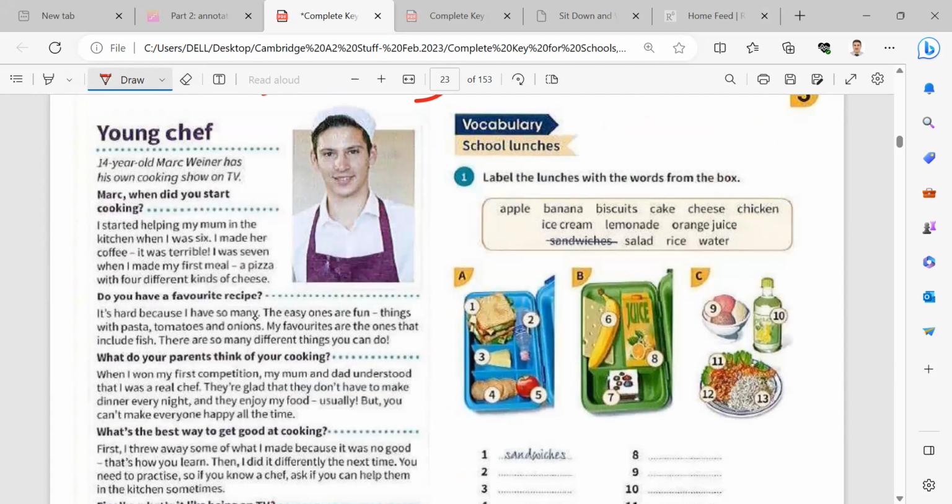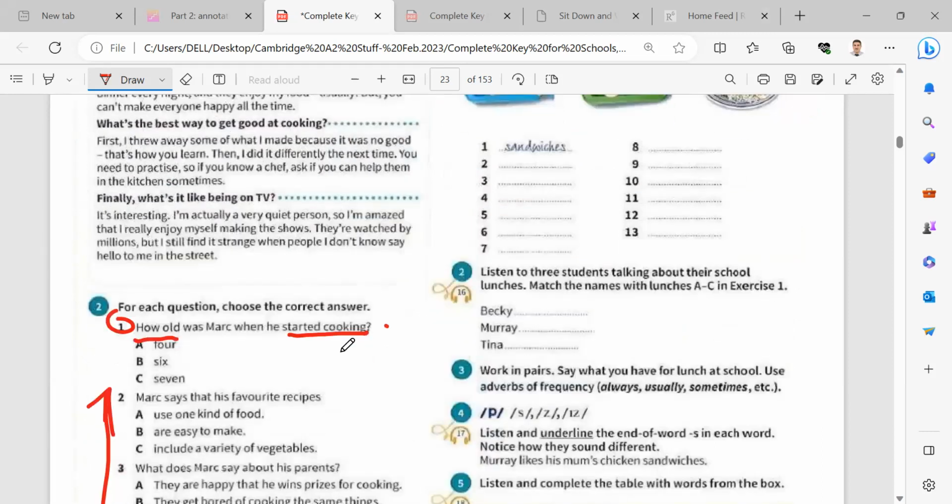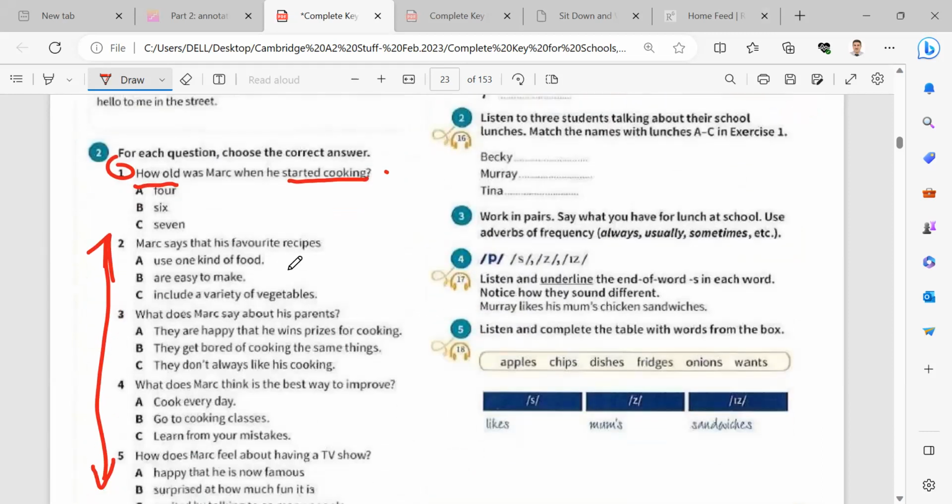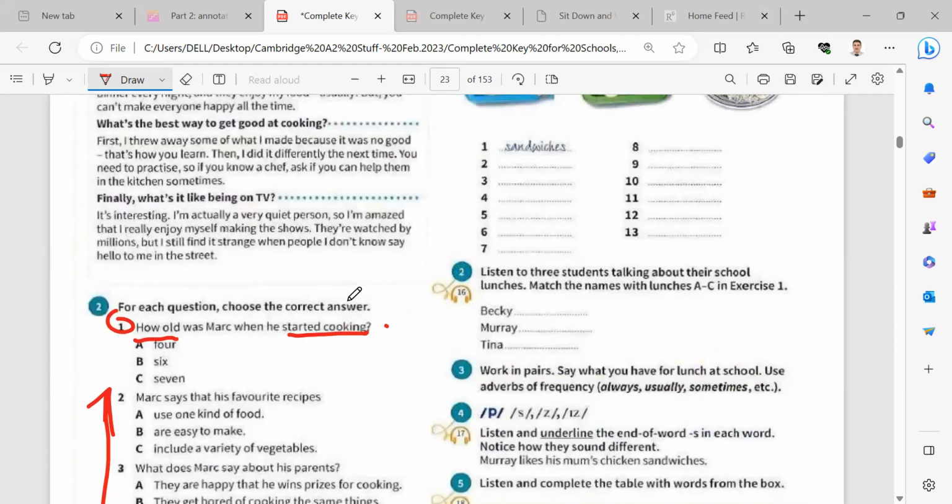Okay. But there's my favorite, the ones that include fish. I don't find the answer like this. So, in your opinion, Mark said that his favorite recipes use one kind of food, are easy to make, or include a variety of vegetables. No, I think C now.